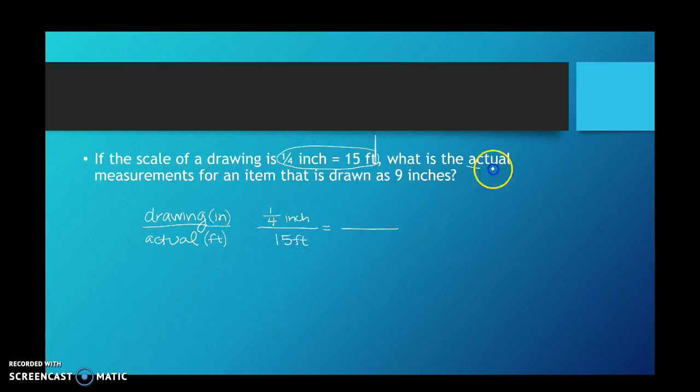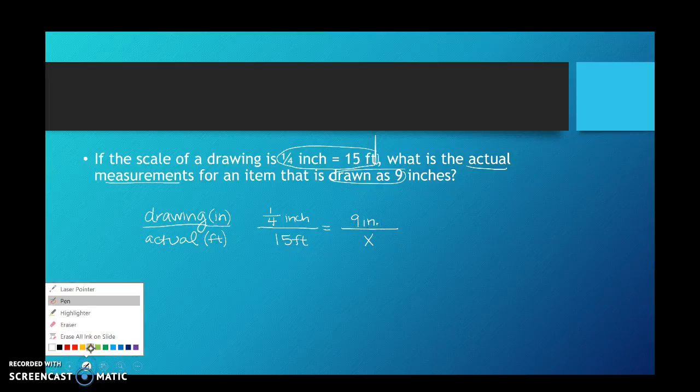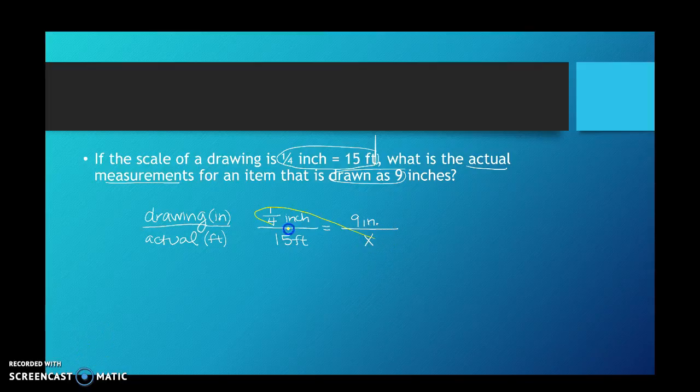So what is the actual measurement? Is actual top or bottom? Bottom. If it's drawn as 9 inches, inches and drawing is on top. So 9 inches. All right. You guys know the drill from here. We're going to do cross product.